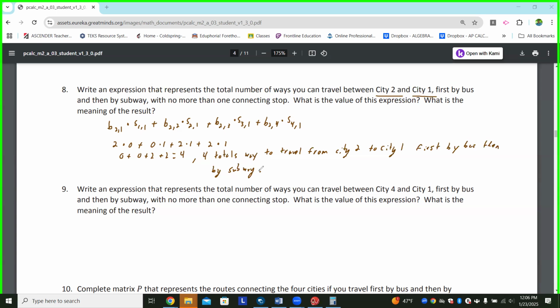Questions? All right. Let's look at number 9 then. It says, write an expression that represents the total number of ways you can travel between city 4 and city 1, first by bus, then by subway, with no more than one connecting stop. Was the value expression, was the meaning of the result? Go ahead and try 9. I'll give you a couple minutes. Expression, then plug in the numbers to do the math, and then write the meaning of that answer. Go ahead.